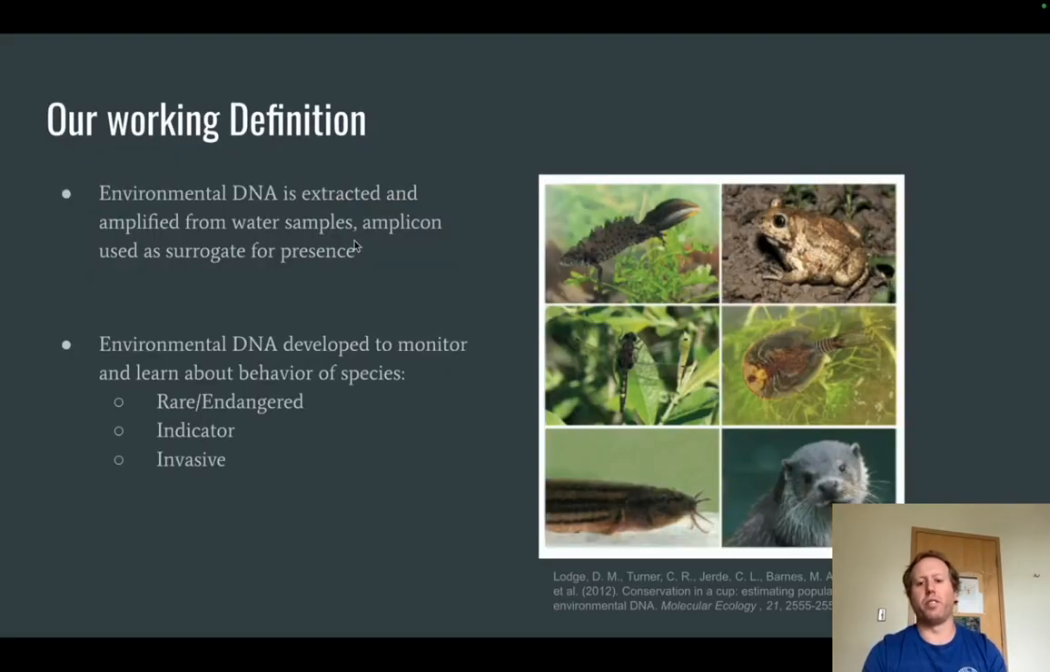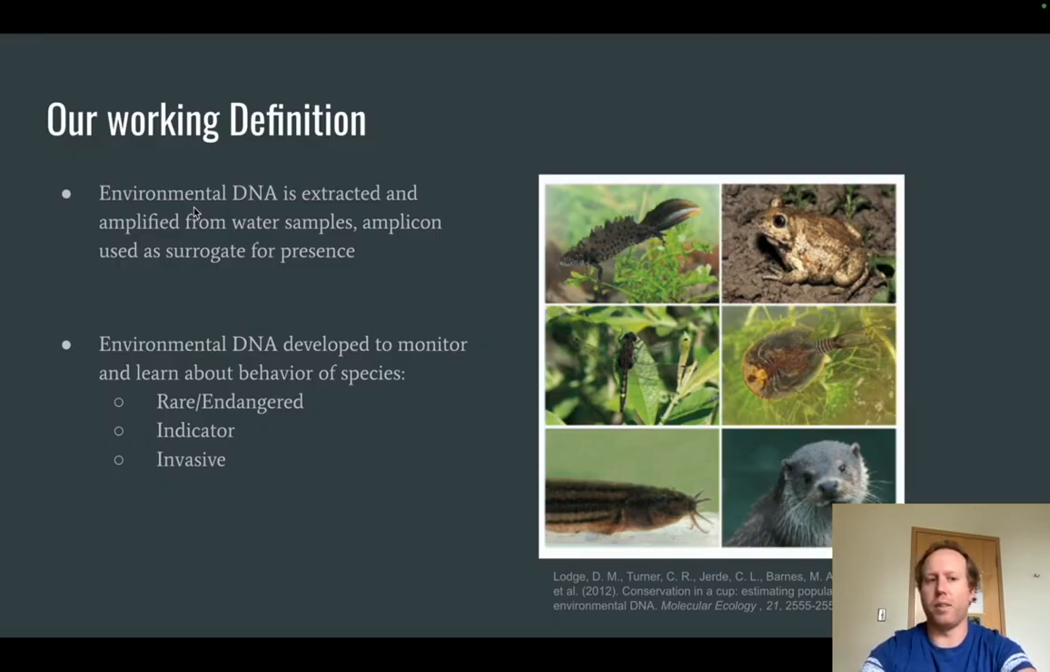So after we have this big review paper, there is a similar one from the same time called Conservation in a Cup. It came out in 2012. It's not as prolific as far as summarizing eDNA, but I like this image because it shows the things that had been gathered for eDNA at the time: salamanders, frogs, insects, aquatic macroinvertebrates, fish, and aquatic mammals.